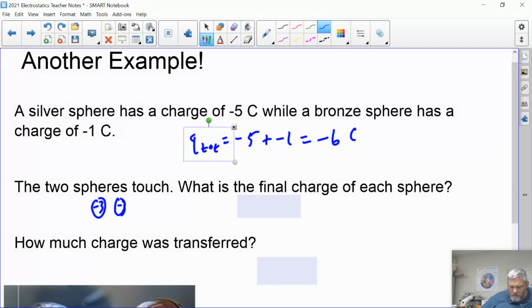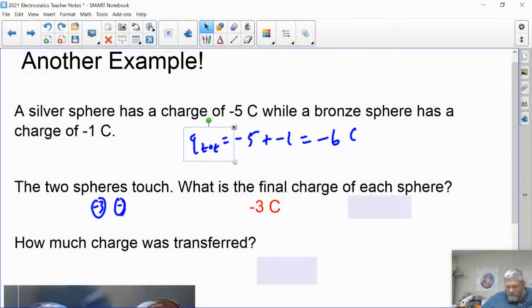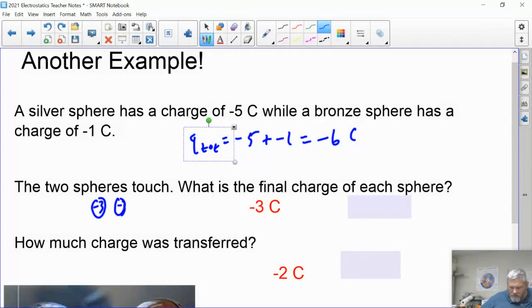And so how much charge was transferred? So I guess we can write it here. The final charge of each sphere is -3 coulombs. And how much charge is transferred? Well, we went from -1 to -3, so that would be -2 coulombs of charge, or -5 to -3, which would be +2. So we would just say there's -2 coulombs of charge, or 2 coulombs would be okay as well, because it depends on which one. So that would be 2 for the bronze, 2 for the silver.